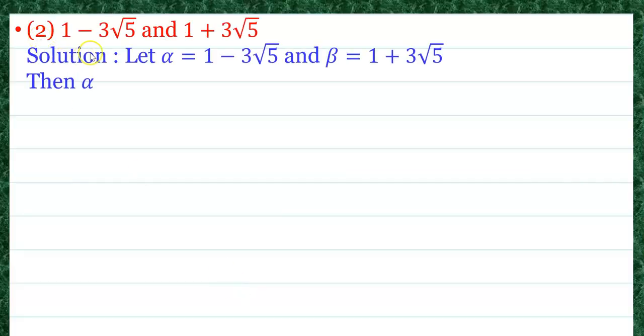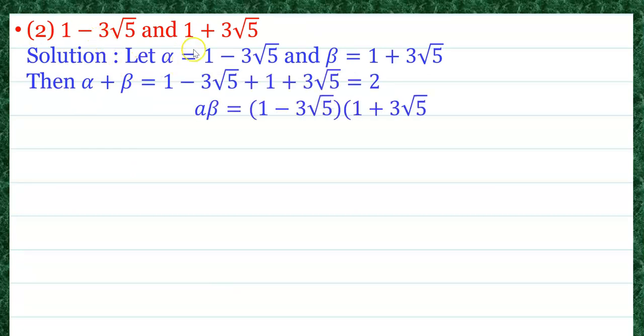Second, 1 minus 3 root 5 and 1 plus 3 root 5. मग याला पहिल्याला अल्फा कन्सिडर करणार. That alpha is equals to 1 minus 3 root 5 and beta is equals to 1 plus 3 root 5. Alpha plus beta, 1 minus 3 root 5 plus 1 plus 3 root 5, minus 3 root 5 plus 3 root 5 get cancelled, 1 plus 1, that's equals to 2.